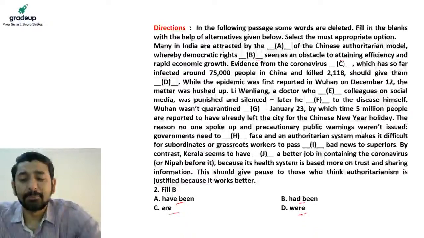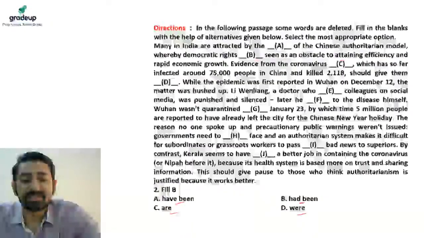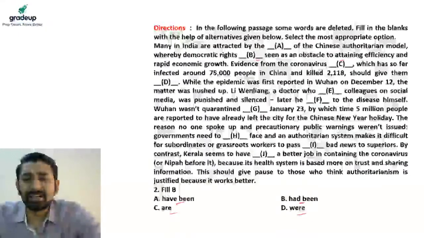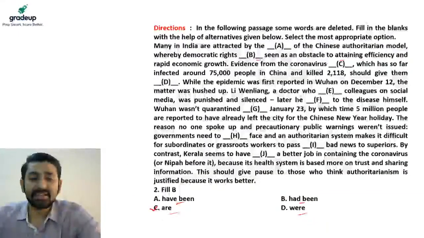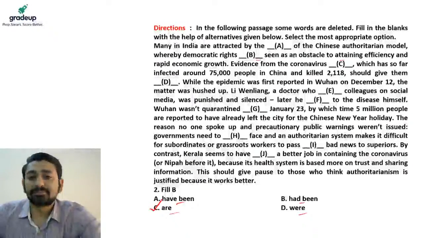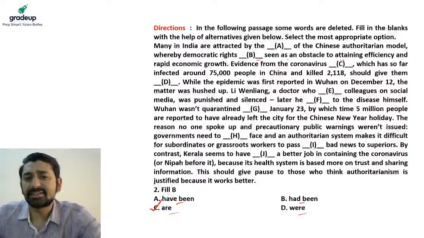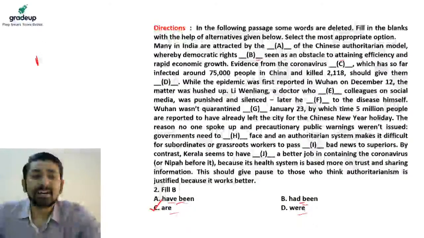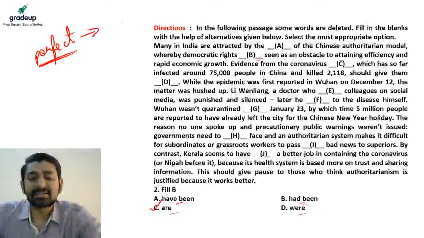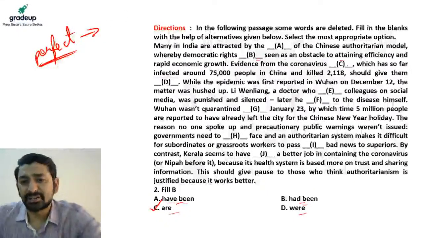Okay, people are saying B. Again, majority are saying B. Some are saying A and some are saying C. Now, let me tell you, the correct answer is C here. So, it should be whereby democratic rights are seen. This is in the passive voice, guys. You cannot say have been or had been because these are perfect tenses, and there is no duration.